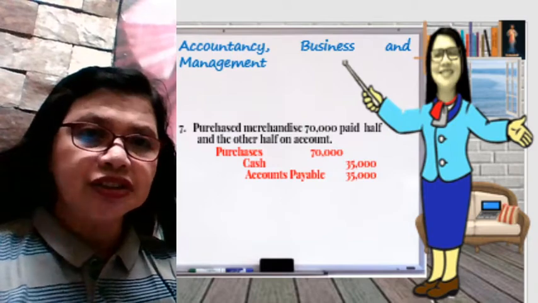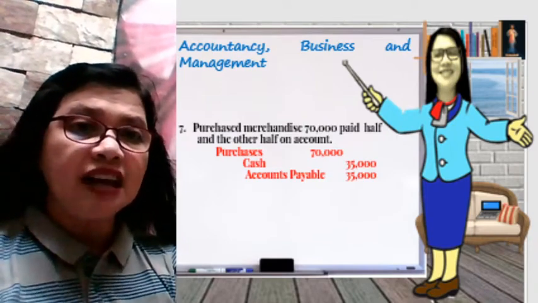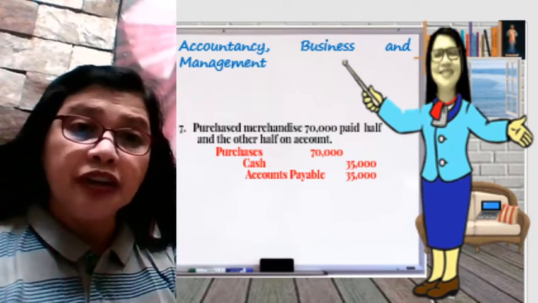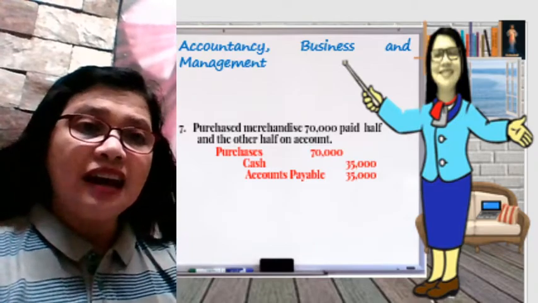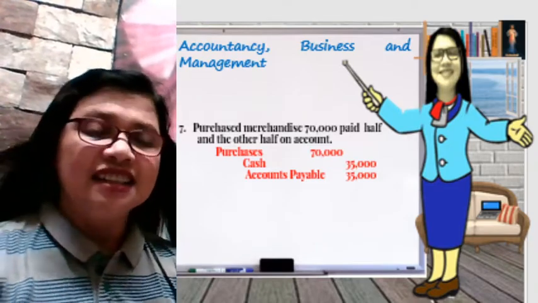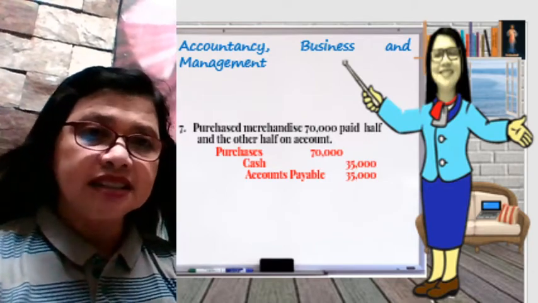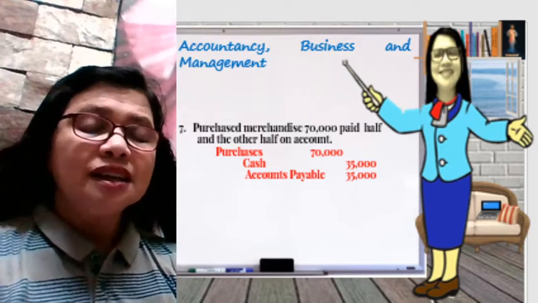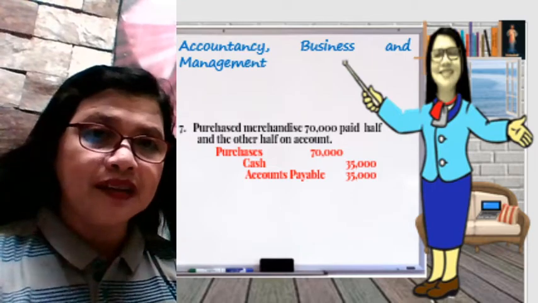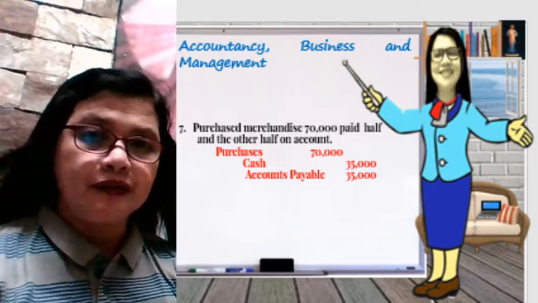Transaction number 7, purchased merchandise 70,000, paid half and the other half on account. When you do a purchase in the periodic inventory, you debit the account purchases to acknowledge the cost of merchandise. So purchases is a cost account. Purchases 70,000 debit, but you paid half, so you have to reduce your cash by 35,000 and you incurred a liability for the other half.